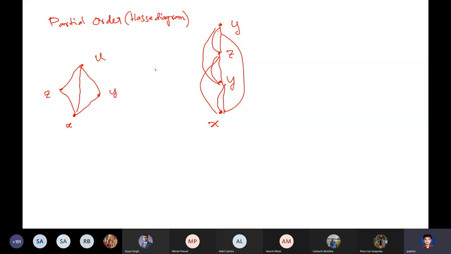If we think a little bit, you will see the Hasse diagram for a total order will always look like a chain. The moment you see a Hasse diagram which is like a chain, if you draw the transitive edges, you can see that it will be a total order. This is a kind of trick: if you just look at the Hasse diagram, you can immediately say it is a total order if it looks like a chain.